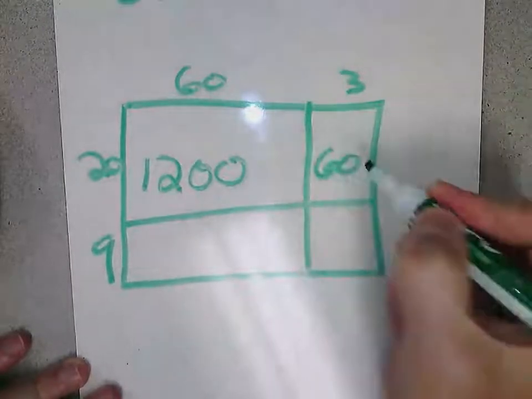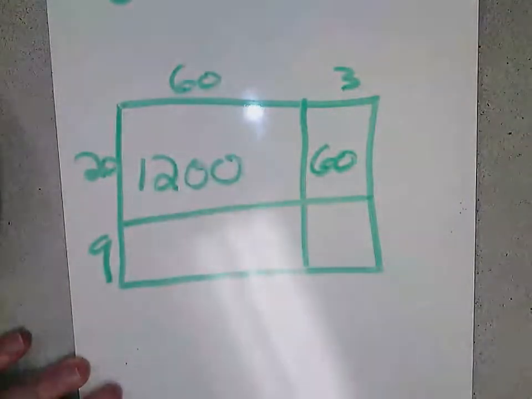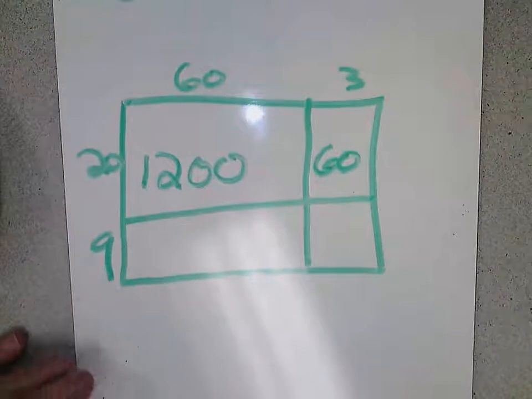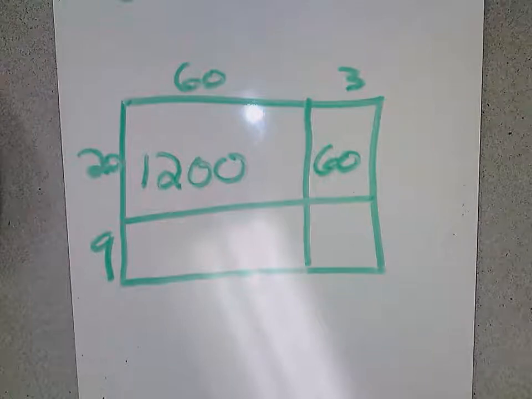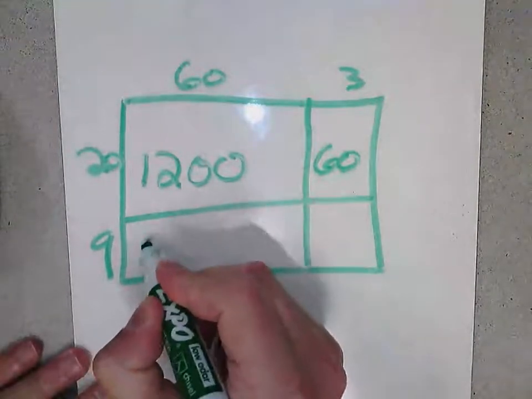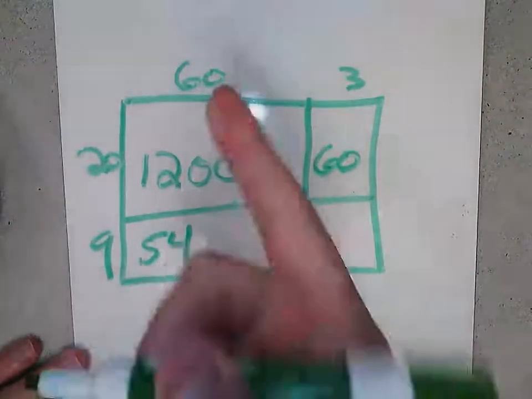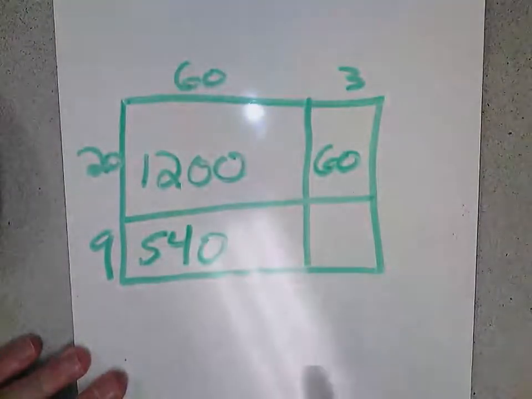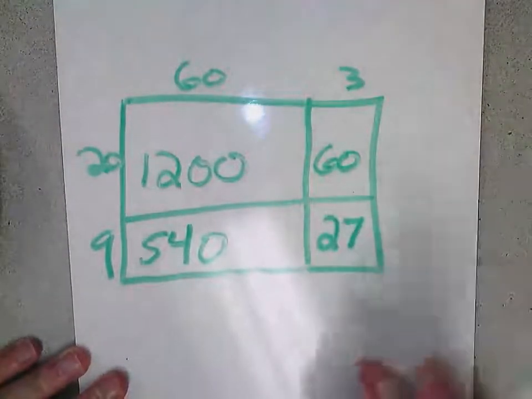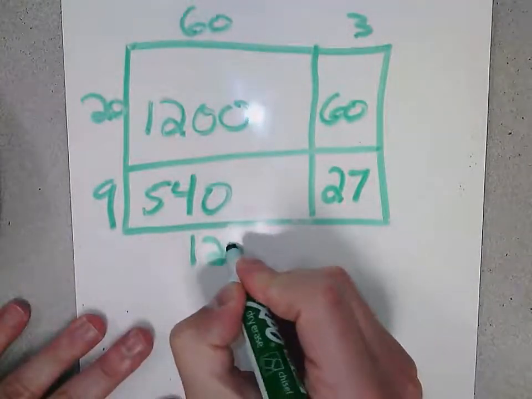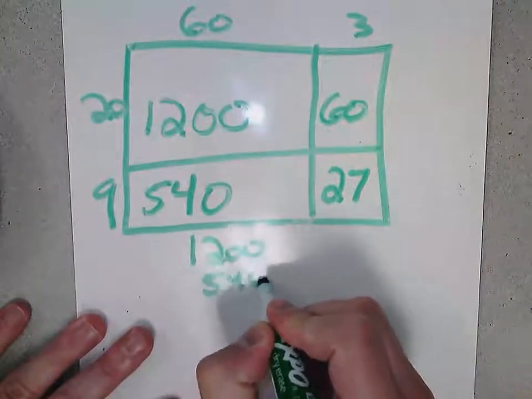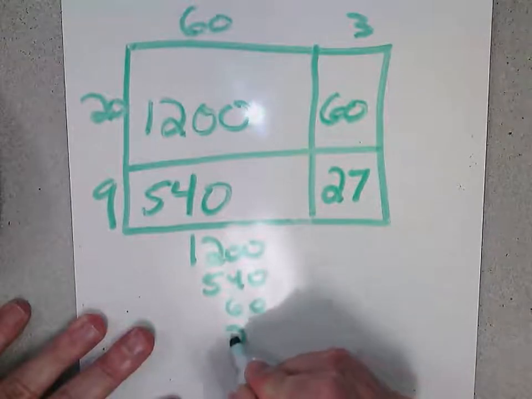20 times 3, well, 20, 40, 60, or 2 times 3 is 6 with the 0, so 60. 9 times 6. And just remember, if you are having trouble with your 9s, think about what 10 times 6 is, or 60, and take away 1 6, so that's 54. 54 tens. And 9 times 3 is 27. Okay? Now we add up our partial products, 1,200, 540, 60, and 27.